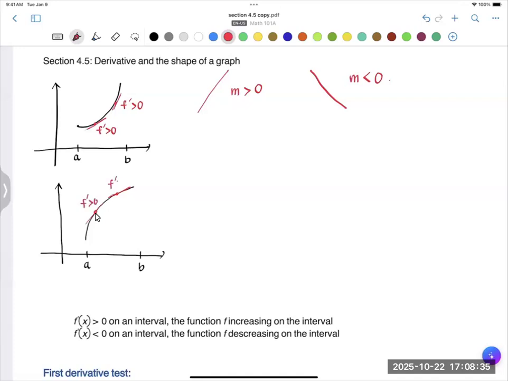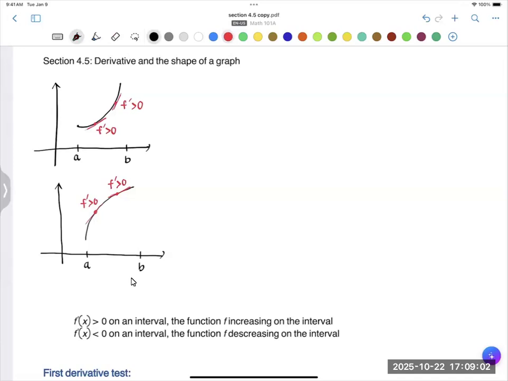So what are these two graphs telling you? If my function is increasing, then the slope is positive. Or the other way to say it: if the slope is positive, the function will be increasing on the given interval, not the whole entire function, but on the given interval. Let's look at the other shape of the graph.